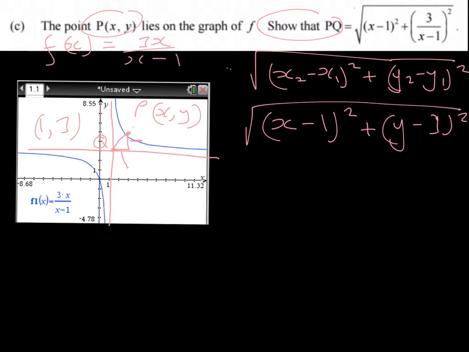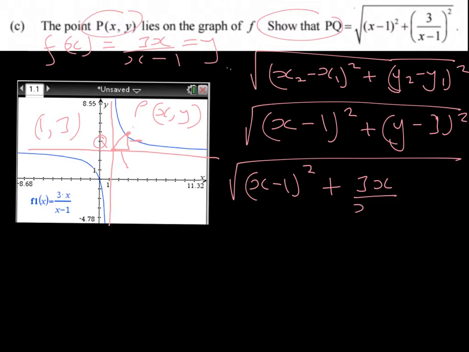Now fortunately, if we go back up here, we've already written down that f(x) equals 3x over x minus 1, and of course we can write y instead of f(x). So what I'm going to do now is substitute that in. So I'm going to have (x minus 1) squared plus, and instead of writing y, I'm going to write 3x over x minus 1, minus 3, all squared.